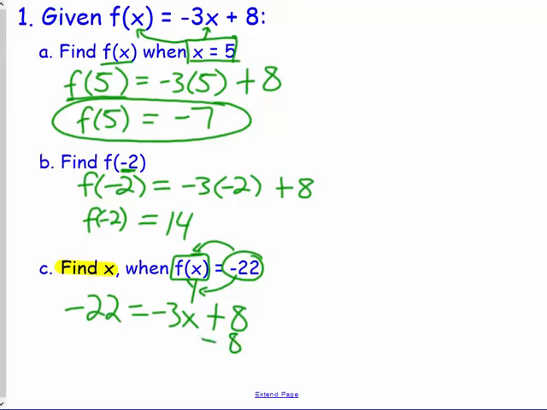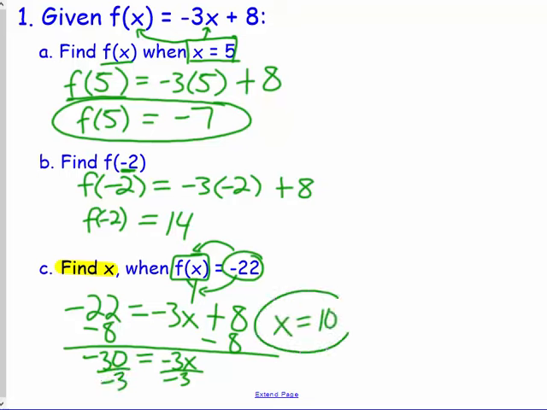The goal when solving equations is to isolate the variable on one side of the equation. We use inverse operations, and whatever we do to one side, we must do to the other. All that stuff is things that we should know at this point, just trying to figure out what x is, and it turns out if I have f of x equal to negative 22, then x must be 10. f of 10 equals negative 22.